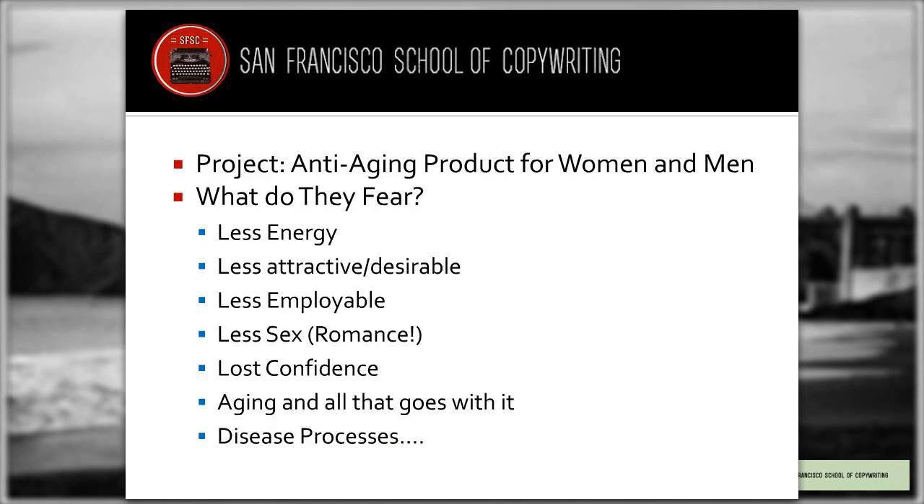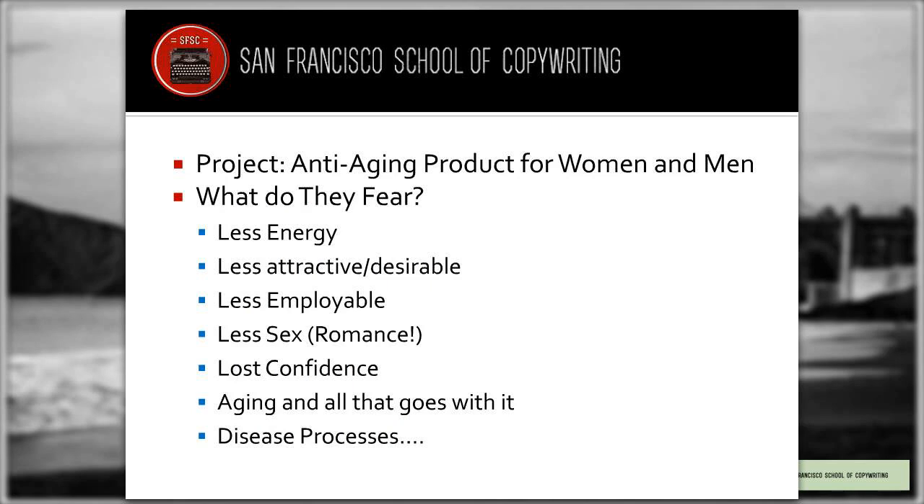So let's talk a little bit more about these specifics and drill down into this benefits versus features. So if we take this anti-aging product, the first question you ask is, what do people fear? What's the scary thing? Why would someone want an anti-aging product? So you might make a list of less energy. As you age, you have less energy. You may feel or really be less attractive, and so you feel less desirable. Maybe you're less employable.